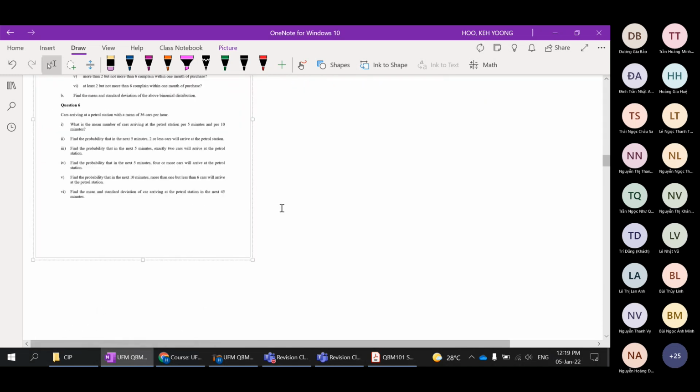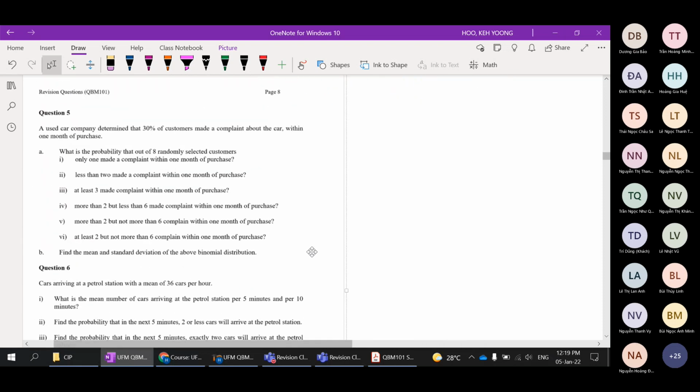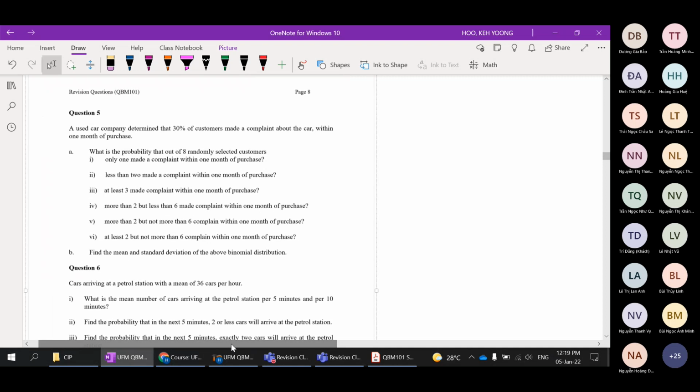Question number 5. This is also a binomial question. A used car dealer determined that 30% of the customers made a complaint about the car within 1 month of purchase. So this is the chance or the percentage of customers who made a complaint. What is the sample size? Sample size is 8. So what is the probability that out of 8, only one made a complaint?